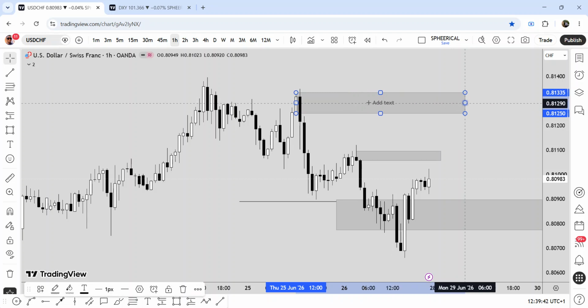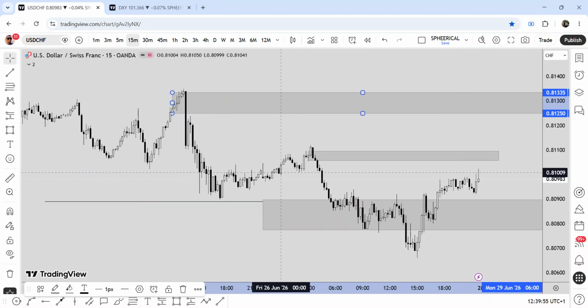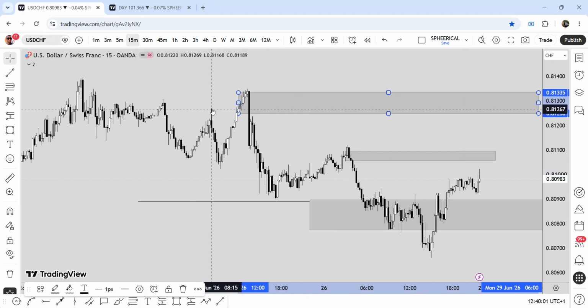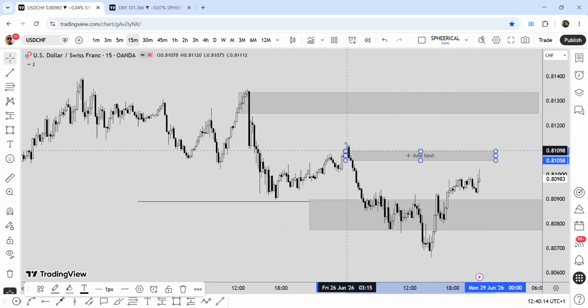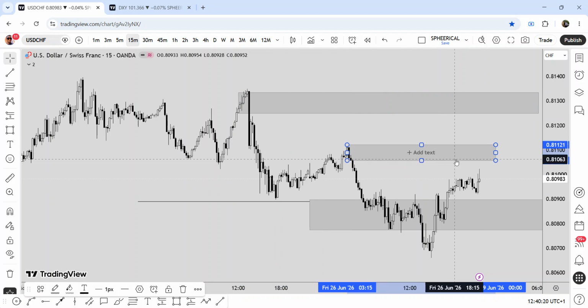Let me check 15 minutes. This is our 15 minutes time frame. In this time frame, we saw that the market took a liquidity sweep here, then broke the structure here, and gave us this as a retracement. So the market might be either buying or selling here, but everything depends on what the DXY is telling us.